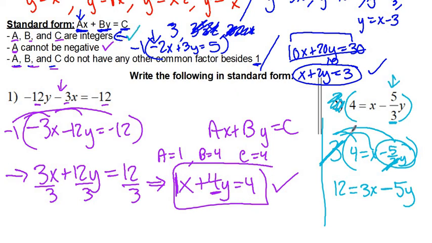Now they're all integers. A can't be negative. Well, it's not negative. A is 3, and 3 is not negative. And a, b, and c don't have any other common factors. Well, if this were a 6, then they would have a common factor of 3. 12, 3, and 6 would have a common factor of 3, but it's not. It's a 5, so b is negative 5. And c is equal to 12, and that's as much as we can simplify. That's already considered in standard form.